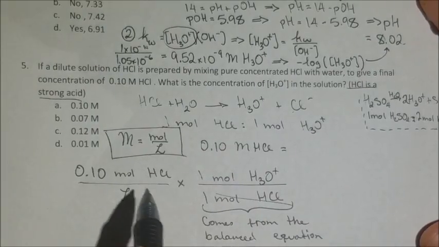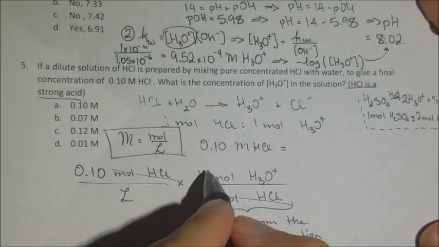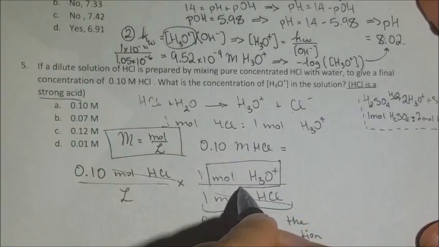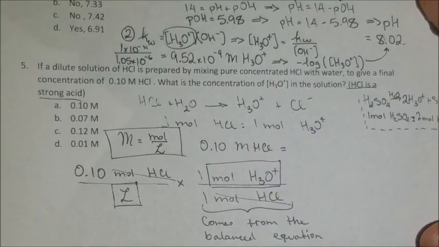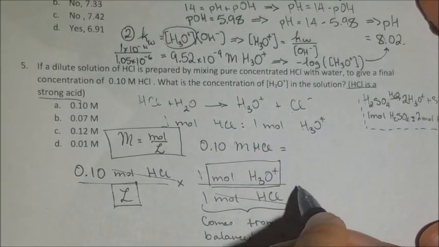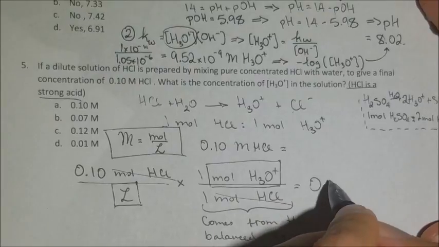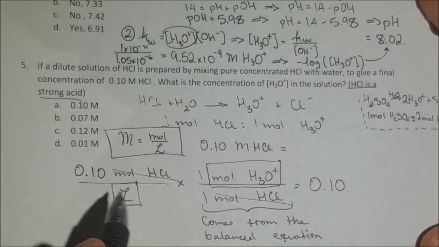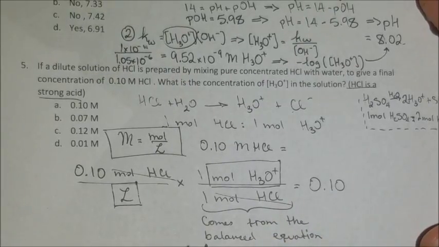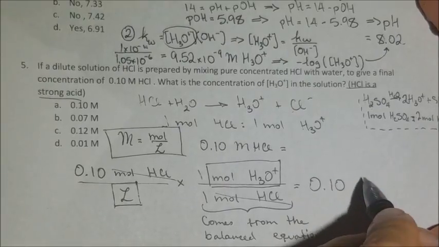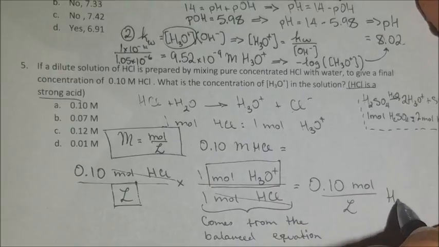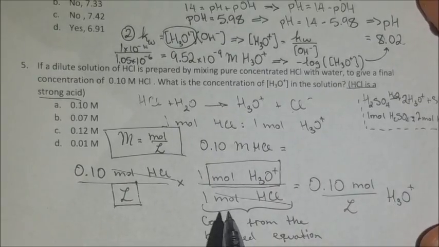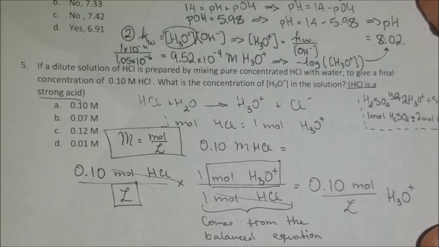So now our moles of HCl cancel, and lo and behold, we have moles of H3O+ per liter. And anytime you get moles per liter, that is a molarity. So what we see here is that the final molarity of the H3O+ is the same number, because this was just a 1-to-1 mole ratio. So it's 0.1 molar, moles per liter H3O+. So what we've done here is we have changed the units from HCl to H3O+.